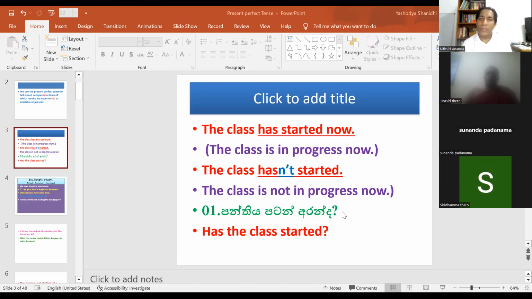But here, of course, you can see those two become helping verbs in the simple present perfect tense. As they are helping verbs, we can directly connect negative with them. The class hasn't started.